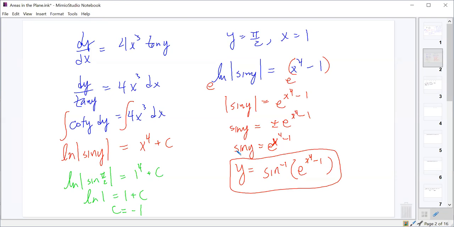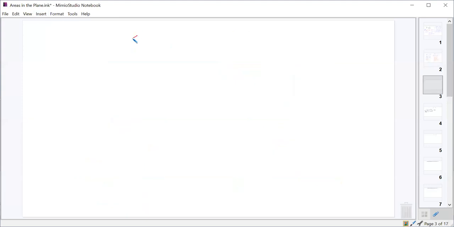Hopefully. And then after that, we'll need to find the interval on which it is valid. And so I'm going to give us a new page for that. We've got the inverse sine of e to the x to the 4th minus 1. All right, so first off, what's the domain of the inverse sine? What are the only values you can plug in to inverse sine? -1 to 1.